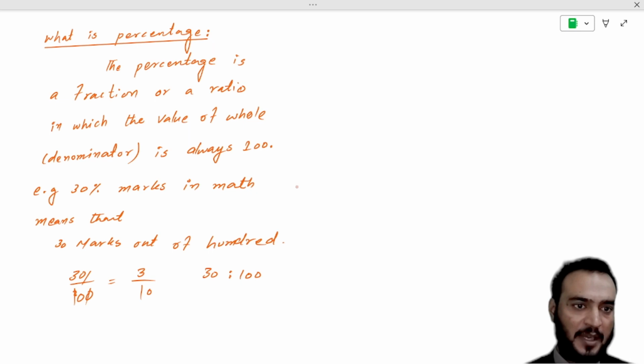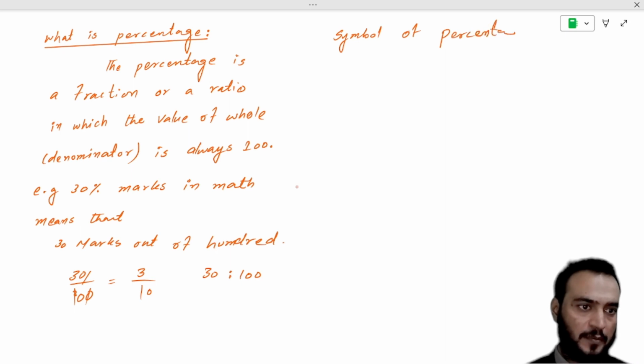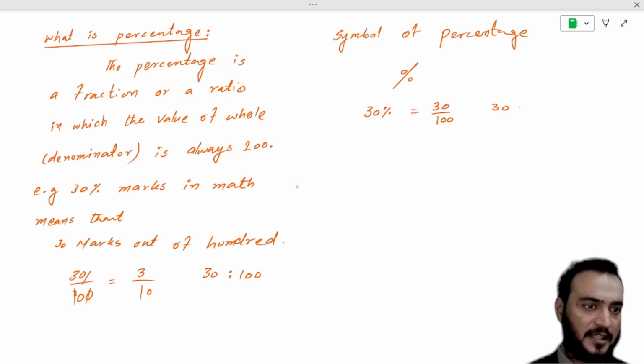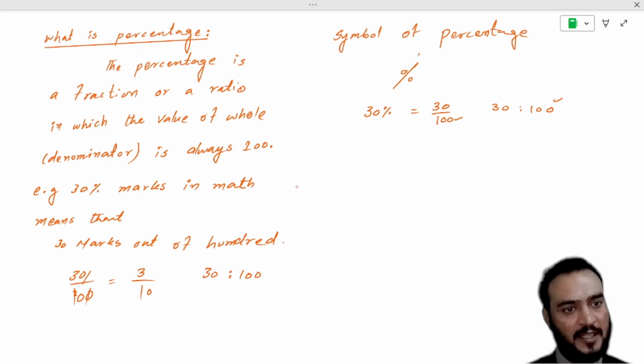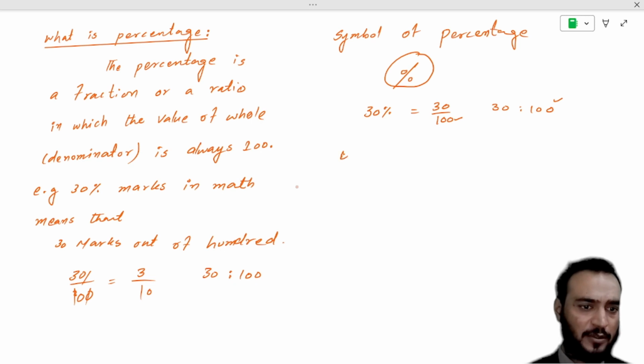So what is the symbol of a percentage? The symbol of percentage is this one. This is the percentage symbol. It means that if something out of 100, if there is written 30%, it means this is equal to 30 out of 100, or we can write it as 30 ratio 100. So this is the fraction where denominator is 100 and its symbol is this percentage symbol. So let us look at some examples.